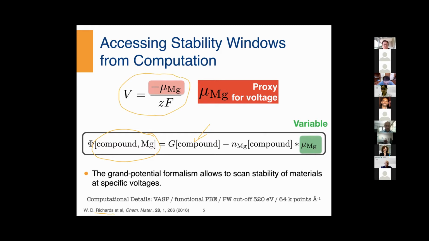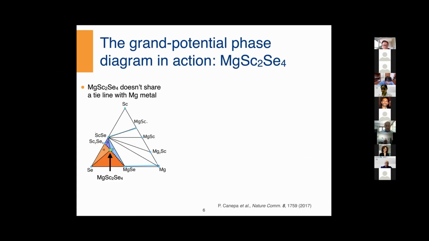And of course, we can use computational materials science to compute these thermodynamic quantities, such as the Gibbs free energy, magnesium chemical potentials, and hence this grand potential phase diagram, which allows us to map the stable phases at specific voltages. And just to give you an example, this is a material we worked on in the past.